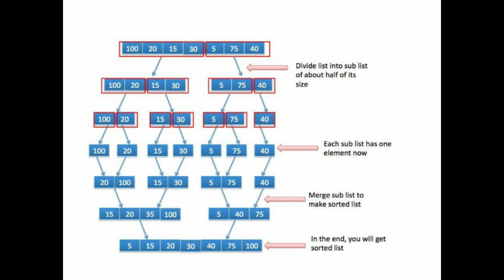So you can see here, divide the list into sublists of about half of its size. Each sublist has one element now. So you can see, after dividing all the elements recursively, you then merge sublists to make a sorted list. You are merging all the elements here. In the end, you will get the sorted list. This is the concept which is used in merge sort. Merge sort is implementing the divide and conquer strategy.